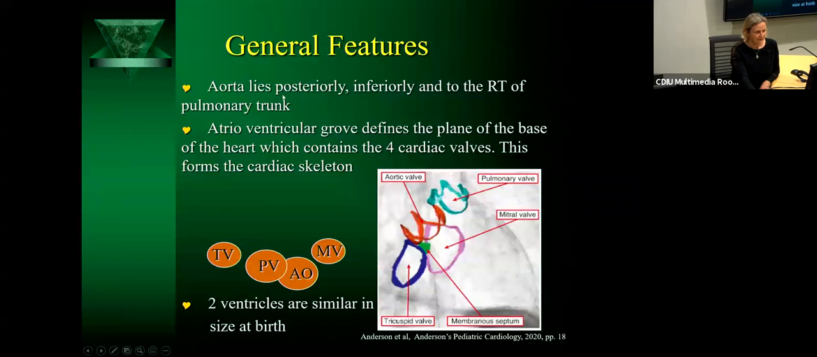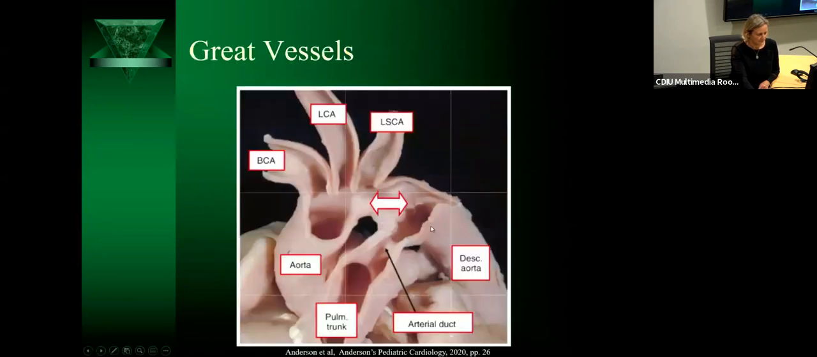Other general features are that the aorta lies posteriorly, inferiorly, and to the right of the pulmonary trunk. So here we see the right atrium up here, the left atrium, the right ventricle, and the left ventricle. And really the valves serve as the cardiac skeleton. So here we have a nice picture of the tricuspid valve, the aortic valve, the mitral valve, and the pulmonic valve. And roughly the two ventricles are similar in size at birth.